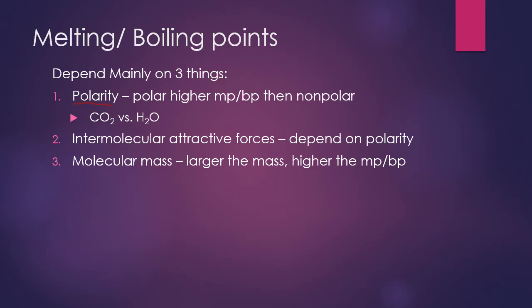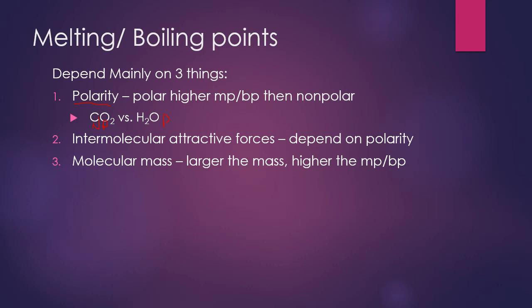So looking at this example here, we have carbon dioxide versus water. Okay, so carbon dioxide, we saw this in a couple examples actually, and we saw that it was a linear molecule and that it was nonpolar. So I'm going to write NP for nonpolar. Now water, we said, was bent because it had two lone pairs on the central atom being oxygen, and so it was a polar molecule.